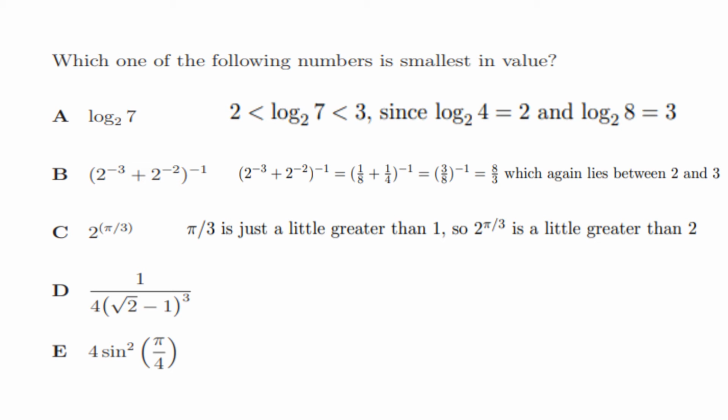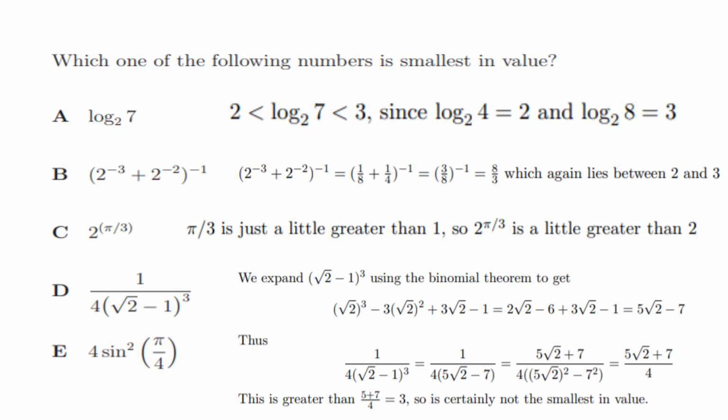Okay, now we've got some surds to fiddle around with in D. It's quite a lot of work here. So we've got the binomial expansion first. Okay. Once we tidied that up, we get a fraction with an irrational denominator. So probably it's best to rationalize the denominator. Okay. Usual method. You're going to multiply the top and the bottom by 5 root 2 plus 7. Anyway, the tidying up's been done for you there, and you get 5 root 2 plus 7 over 4.